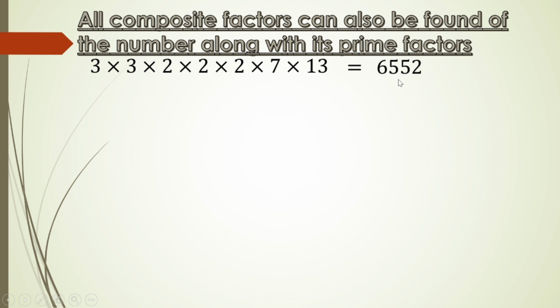Let's try listing all the factors of 6552. So let's start with 1. 1 is a factor of every number, so it will be a factor of 6552 also. So 1 multiplied by this only. So the two factors of this number are these two: 1 is the smallest factor and 6552 is the biggest factor of this. The next factor is 2. Why 2? Because 2 is present in the prime factorization, so we are sure.